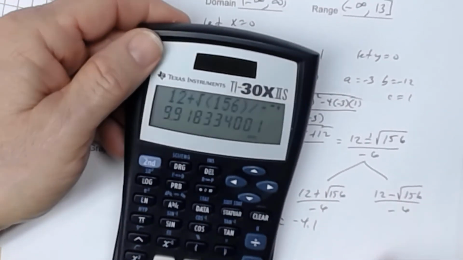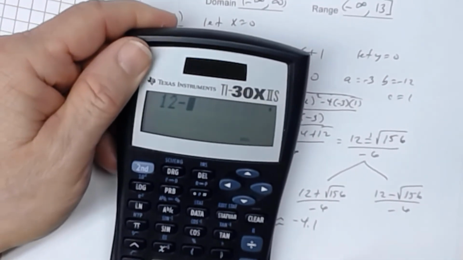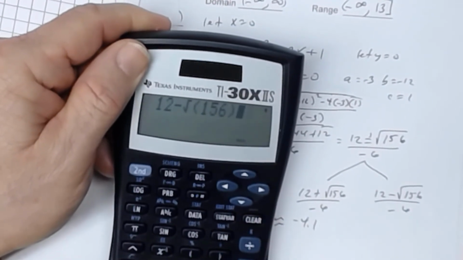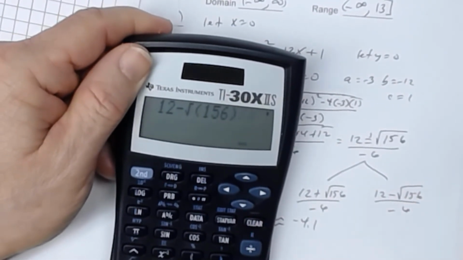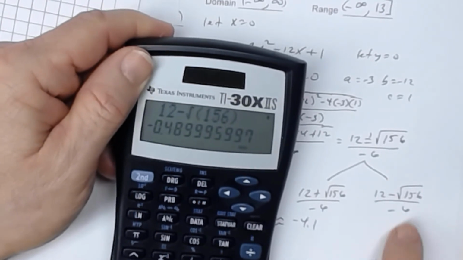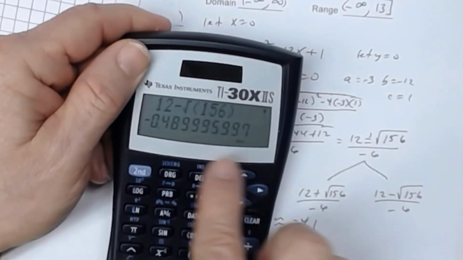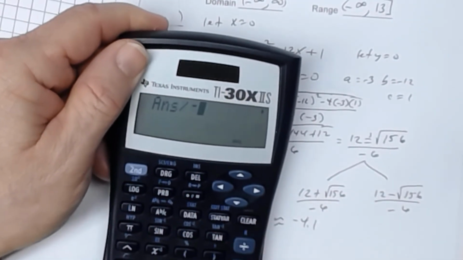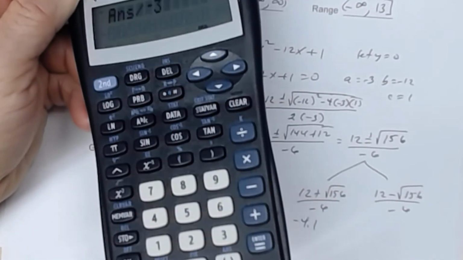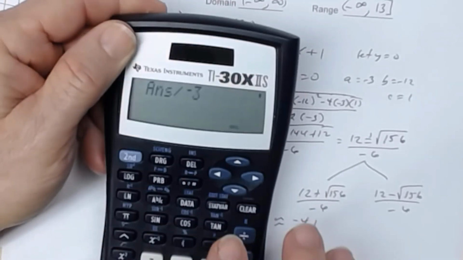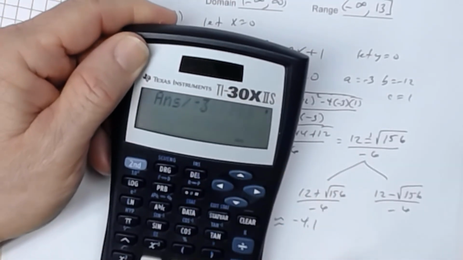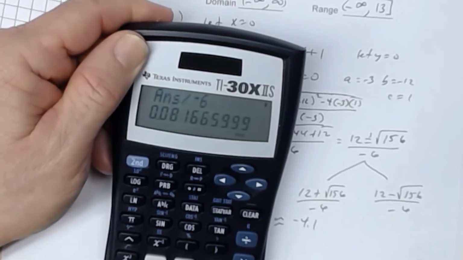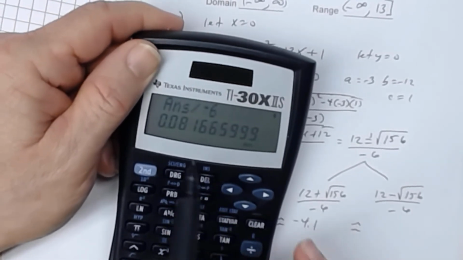All right, now let's go here. 12 minus the square root of 156. Close the parentheses. Now press equal. That's the numerator. Then you're going to say, so that's the numerator right here. Don't do anything. Leave it there. Then say divide by negative 6. Make sure you use your negative button. And I put negative 3, but I meant negative 6, so let me change that to 6. And then press equal.